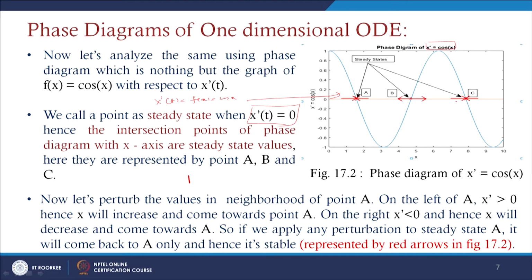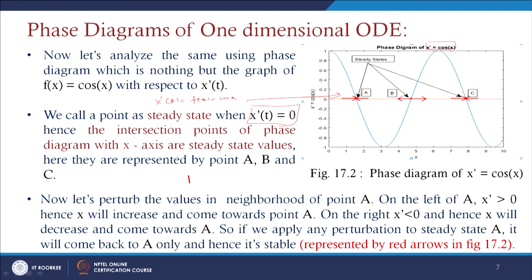Since we are finding x dash equals f of x, which equals cos x, wherever cos x is 0, those are the points of steady states. From this graph you can find that A, B and C are 3 points where cos x intersects with the x axis, which provide the steady state values.